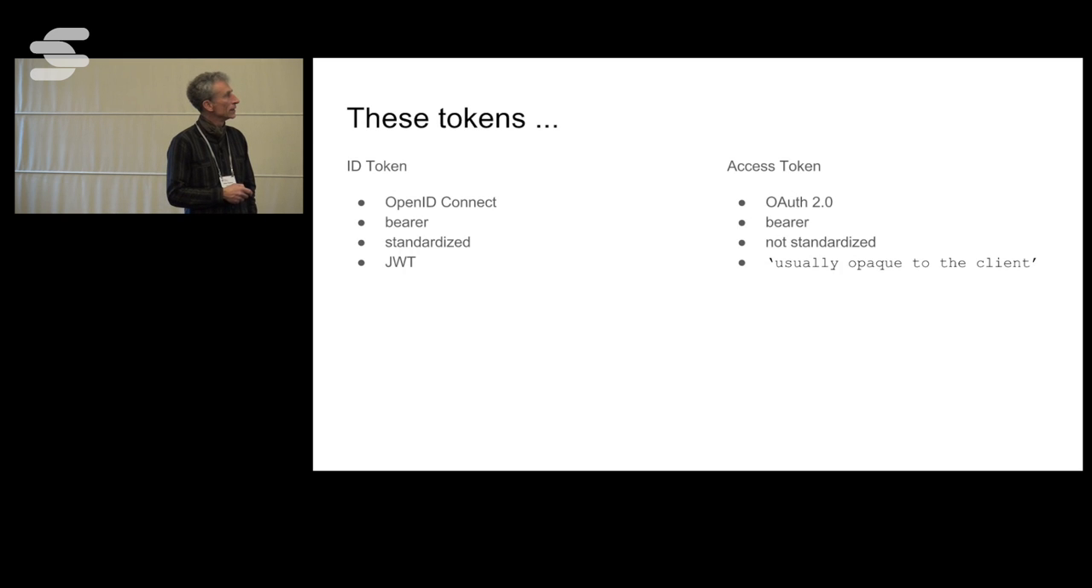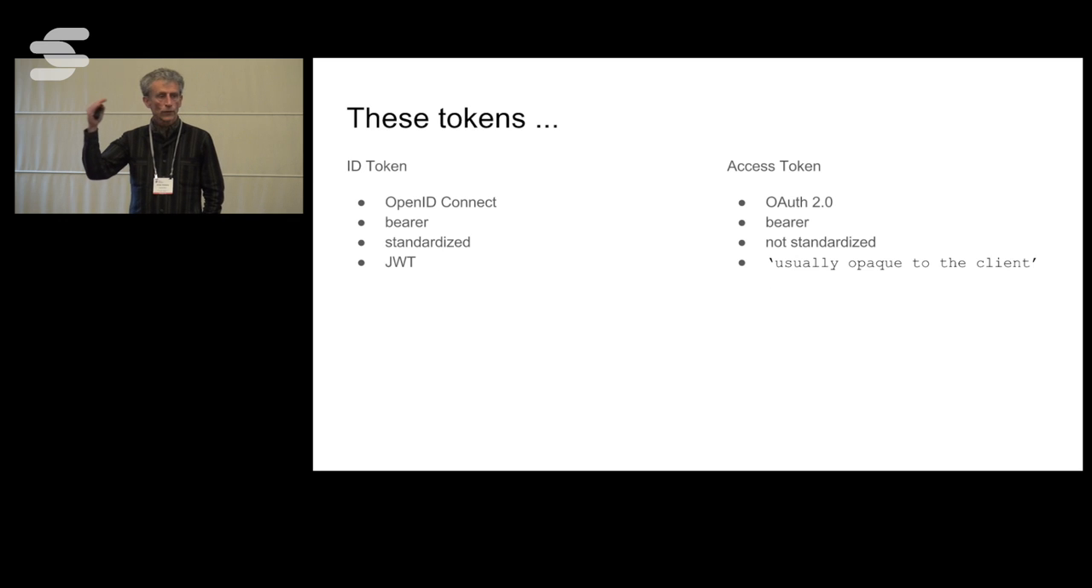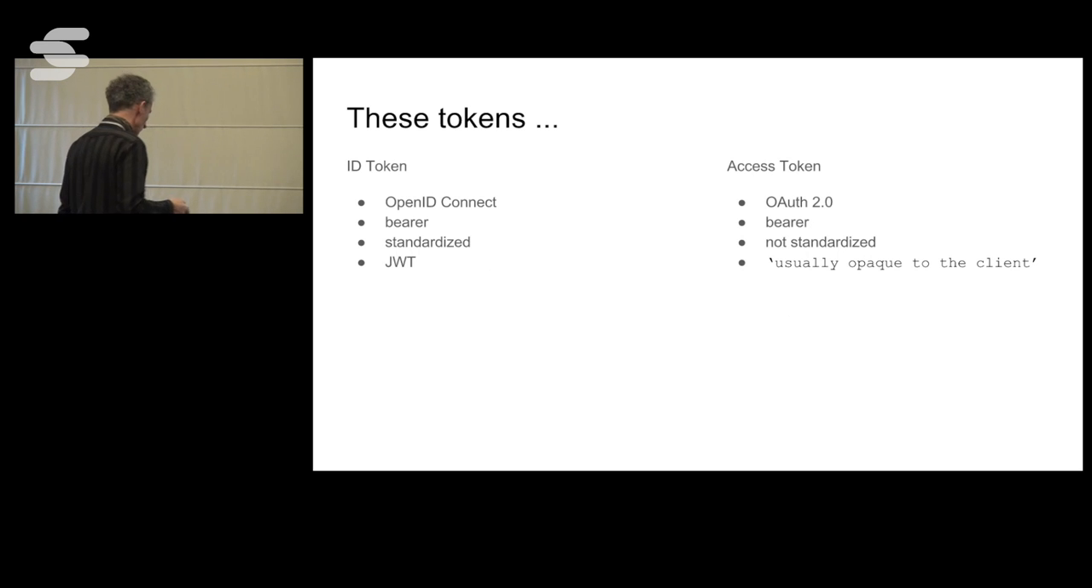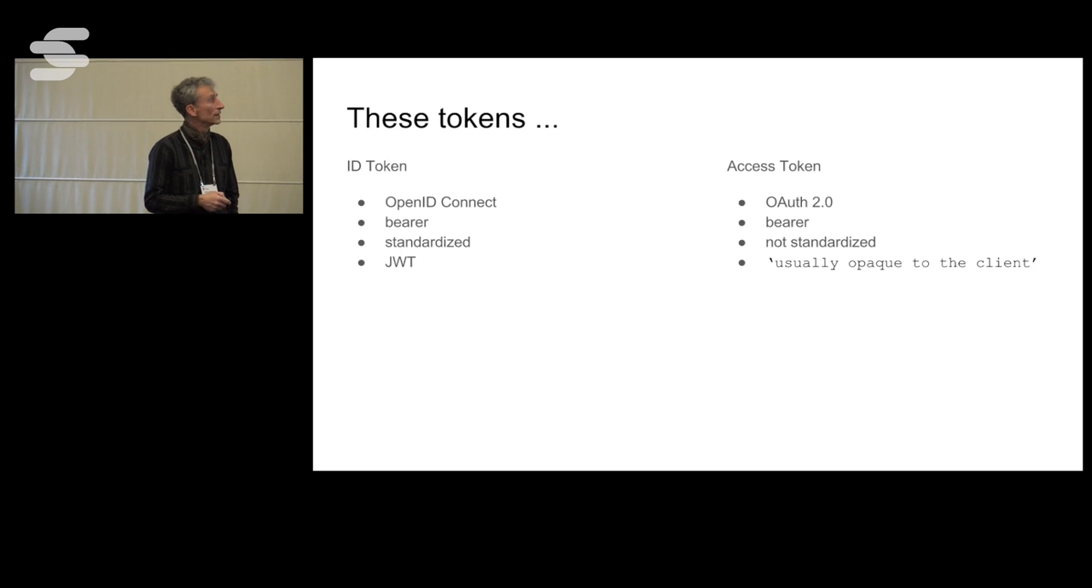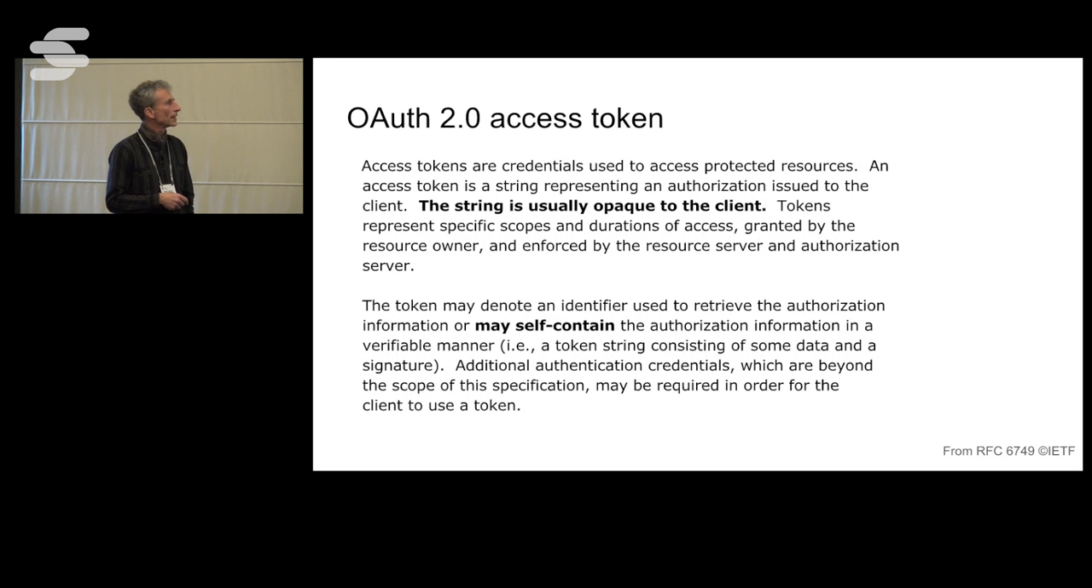So the ID tokens are standardized, whereas the access tokens are not standardized. OAuth2 doesn't standardize the format of the tokens, whereas OpenID Connect does, and it says that the token has to be a JWT, and it goes into more detail. It also says how they have to be signed and what claims they have to contain. OAuth2 says that they are usually opaque to the client. But I'd like to dwell on that a little bit. OAuth2 is terribly ambiguous about this. And I think that this is an important point.